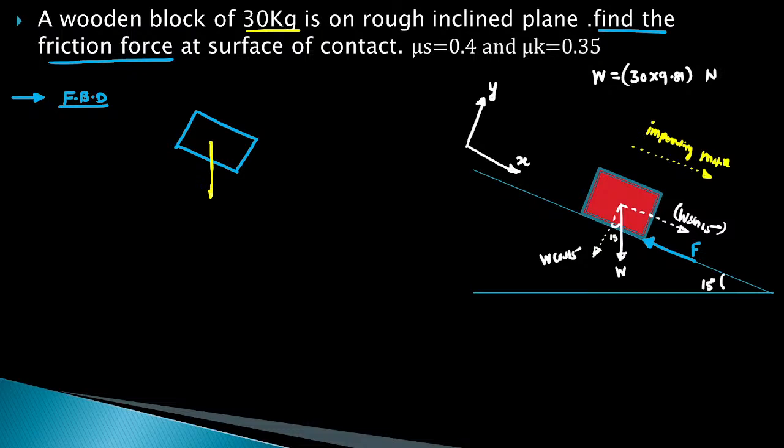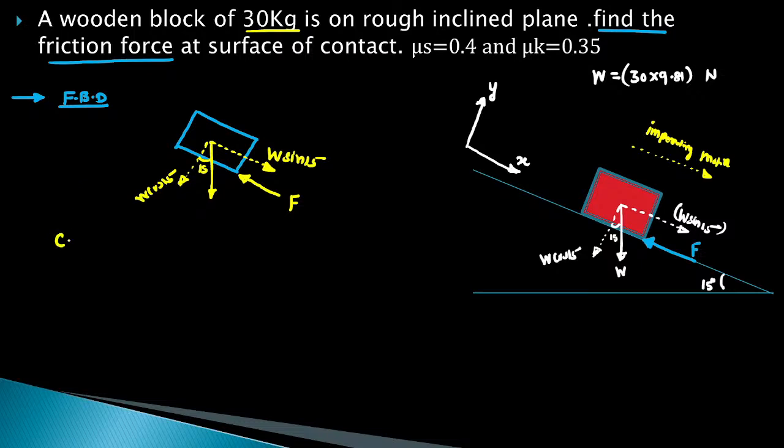This is the weight W, and this is the x component, the component along the plane. This is the y component, the component perpendicular to the plane. This angle is 15. So this is W sin 15, and this is W cos 15. Then this is the frictional resistance. This force is F.